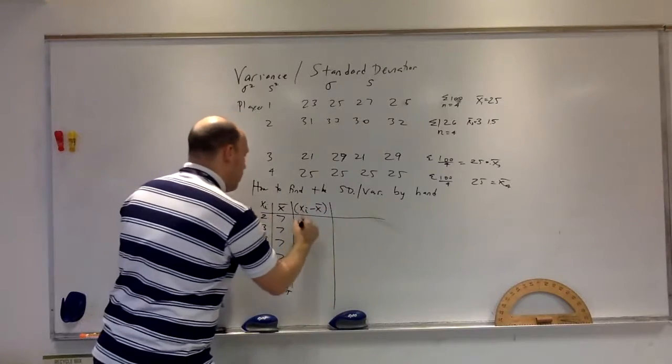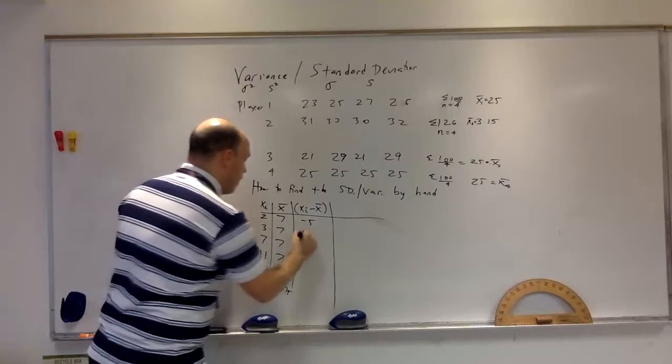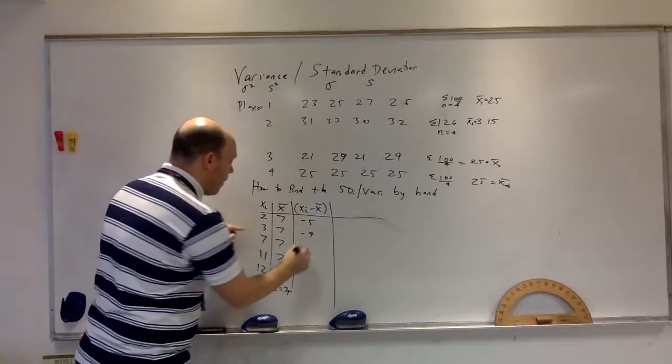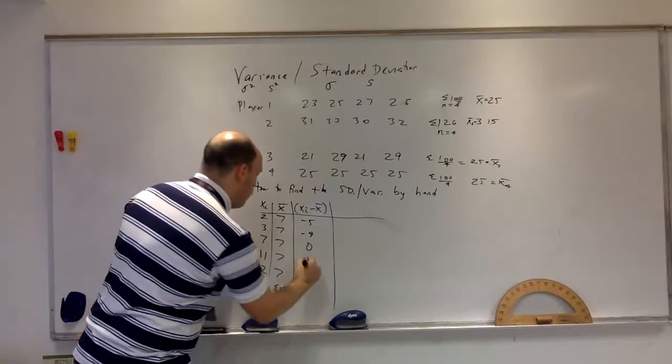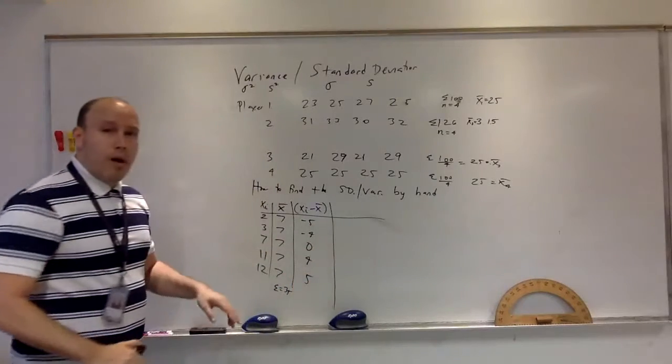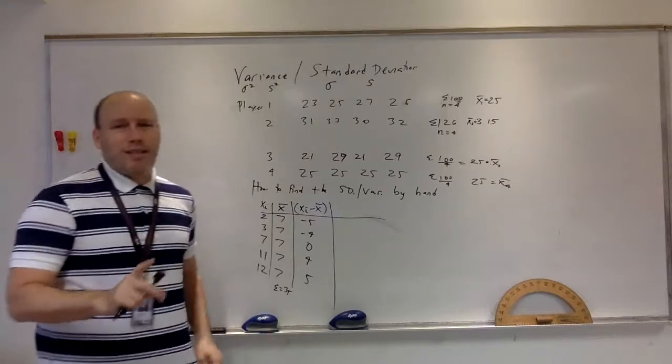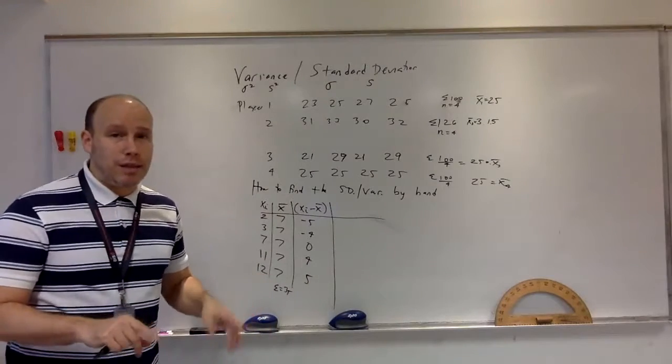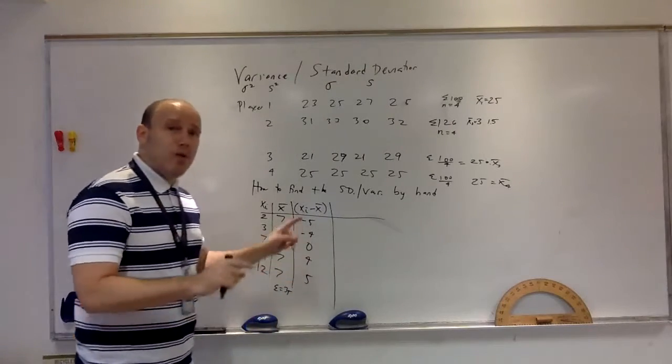So 2 minus 7 is negative 5. 3 minus 7, negative 4. 7 minus 7, 0. 11 minus 7, 4. 12 minus 7, 5. Now, I'm just interested in the distances. I don't care about the directed distances. So how am I going to get rid of the negative? Square it.